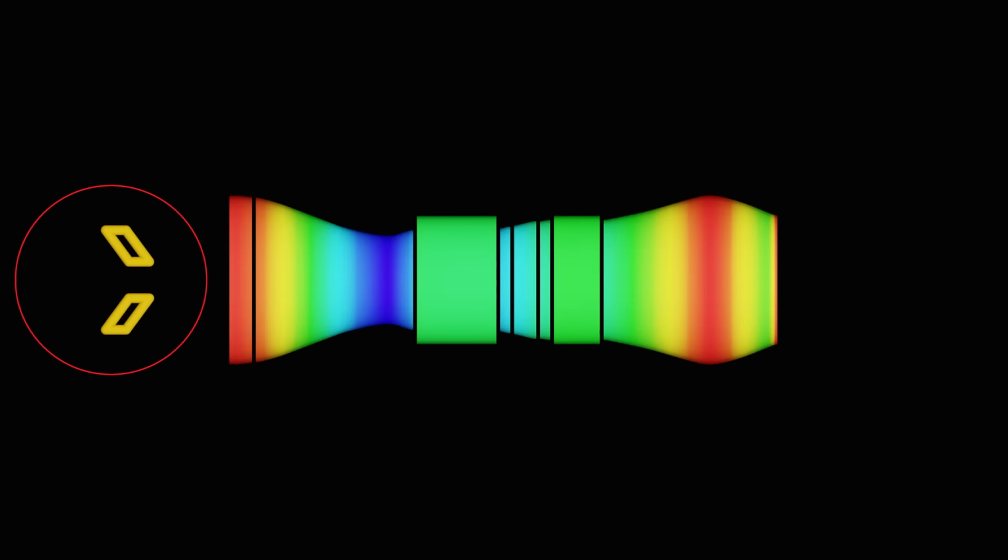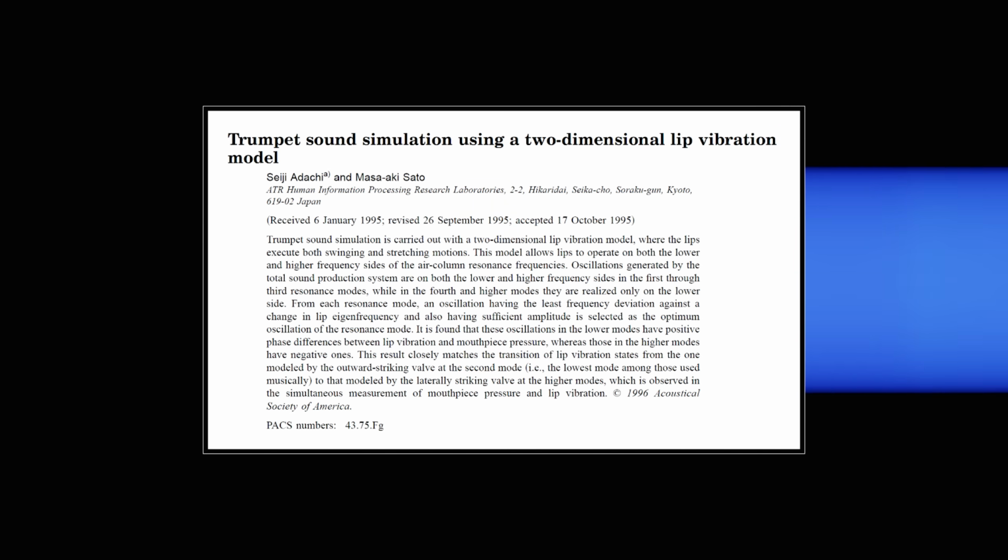A lot of the trumpet's characteristic sound comes from the way that the lips vibrate inside the mouthpiece, and there are entire research papers written just about this phenomenon. The lip simulation I'll be showing today is based on the model presented in this paper, Trumpet Sound Simulation using a 2-dimensional lip vibration model, written by Seiji Adachi and Masaaki Sato in 1995.